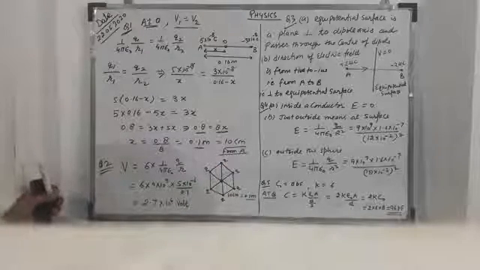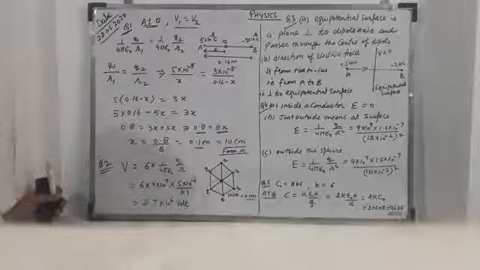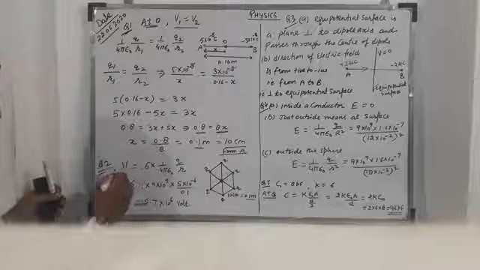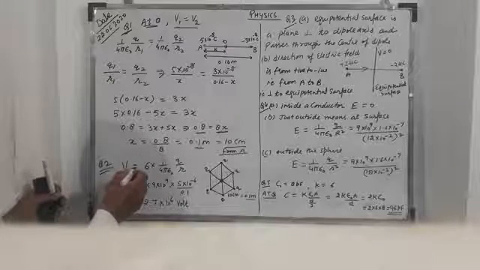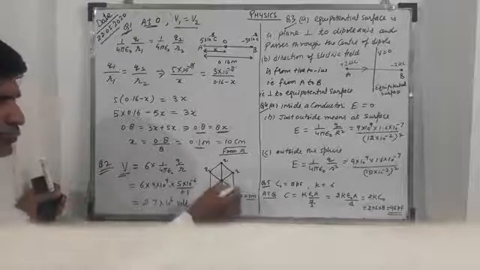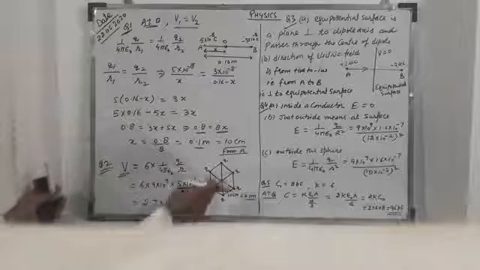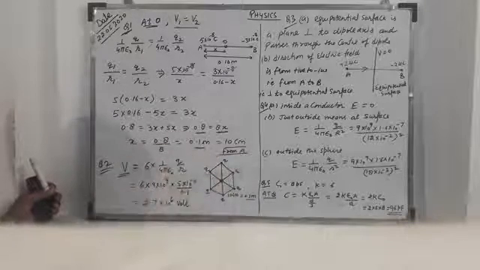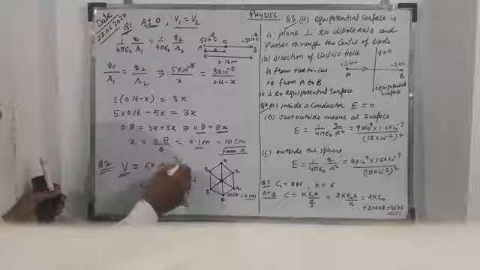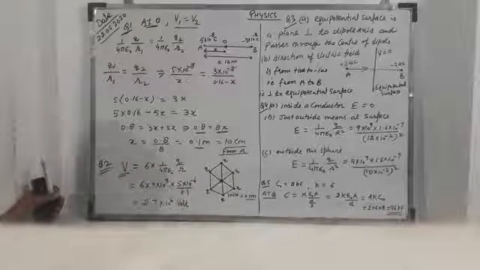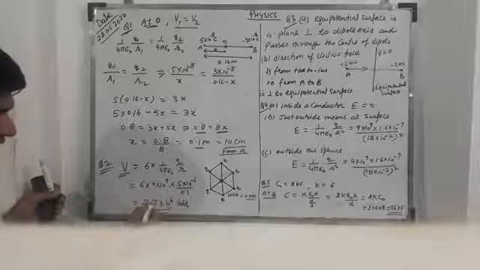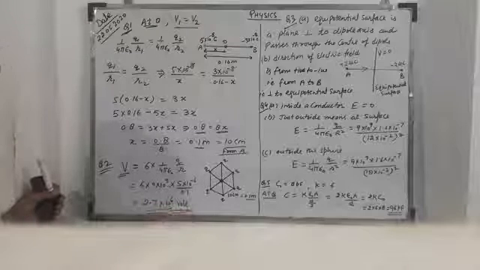Now, as this is a regular hexagon, all sides are equal. So the total potential is equal to 6 times the potential due to a charge Q, because Q is placed at 6 vertices. Then we get 6 into 1 upon 4 pi epsilon naught Q upon R. By putting the value, we get the answer 2.7 into 10 to the power 6 volt.